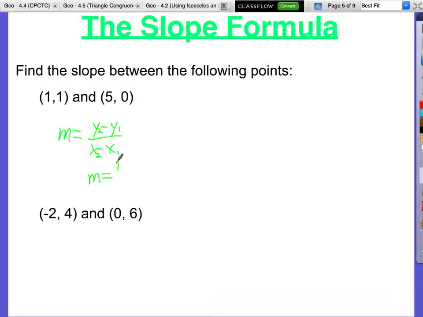One minus 0. And Grace did a very good job of saying, okay, I'm going to put this y first, so I have to put this x first. Because she put 1 first in the y's, she has to put 1 first for the x's because it's in the same point. She did a very good job of that.